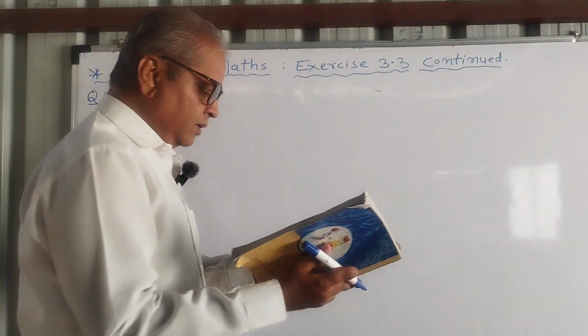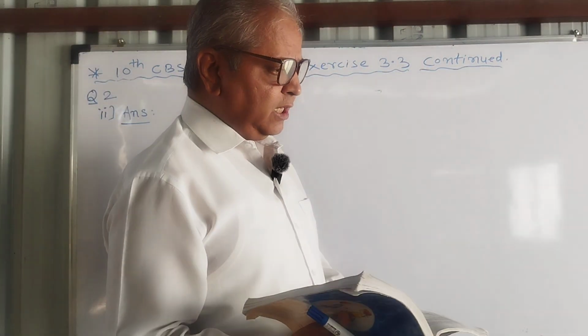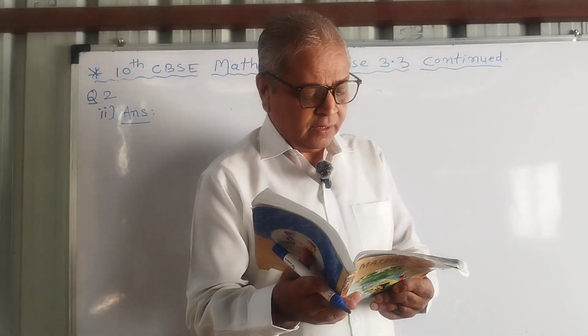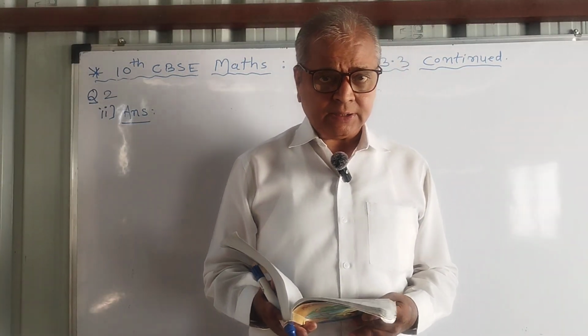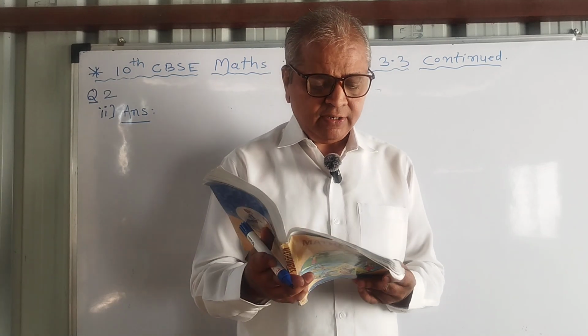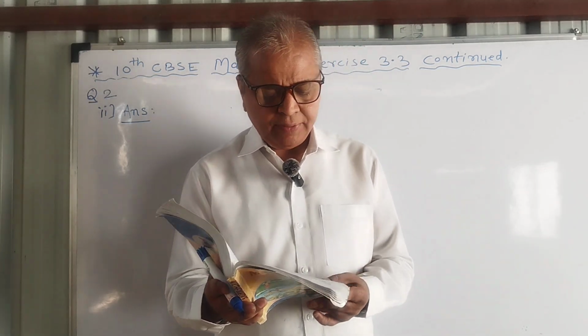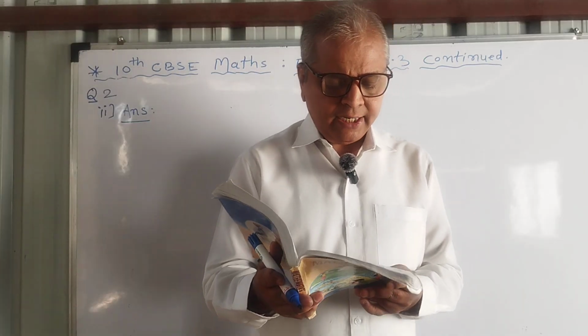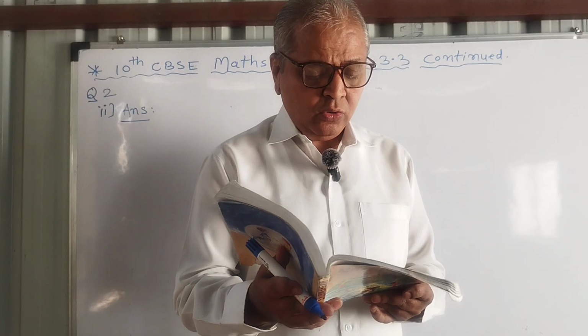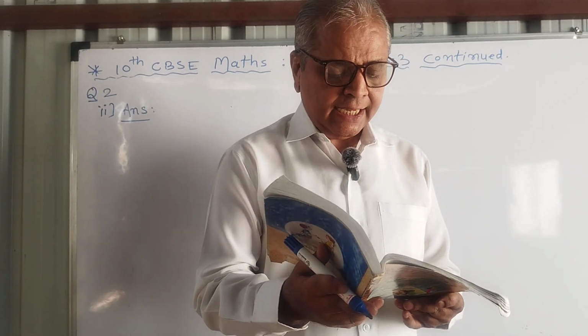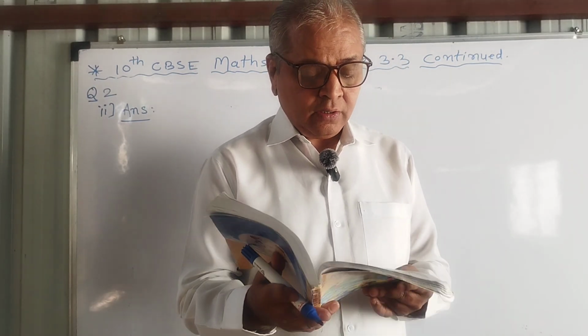Question number 2. I will read the question first. Read the question very carefully, understand it, and then form the equations, solve those equations. You will find the values of x and y. Okay, so I will read. It is related to age. 5 years ago, Nuri was thrice as old as Sonu.